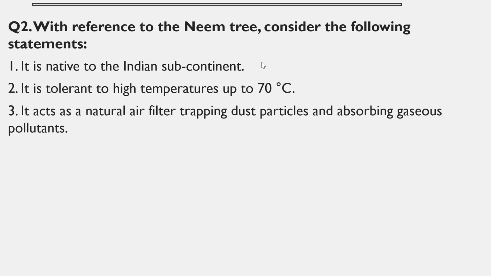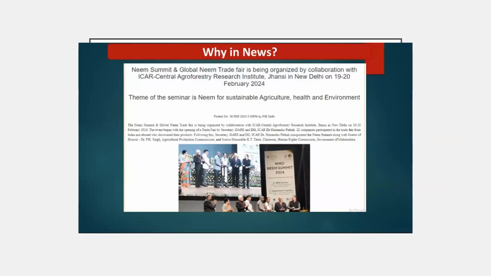Then the second question is about the neem tree. Why am I asking a question about the neem tree? Because of this fact. Recently, the Neem Summit and Global Neem Trade Fair has been organized by the Central Agroforestry Research Institute located in Jhansi, but the seminar has been organized in Delhi on 19-20 February. So this was very important news. The theme for the seminar is Neem for Sustainable Agriculture, Health and Environment. That's why this topic was in news, and that's why I'm asking a question on the neem tree.